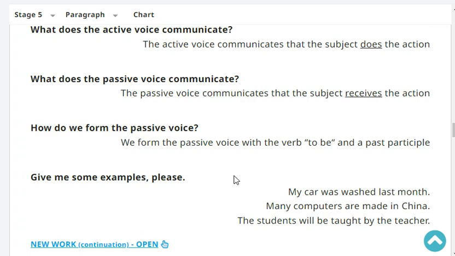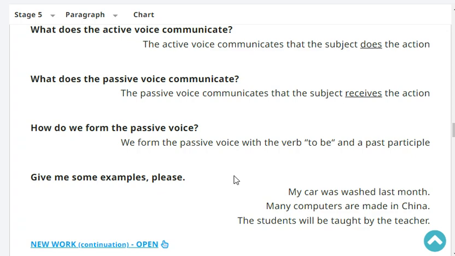Okay, next. How do we form the passive voice? We form the passive voice with the verb to be and the past participle. Give me some examples, please.